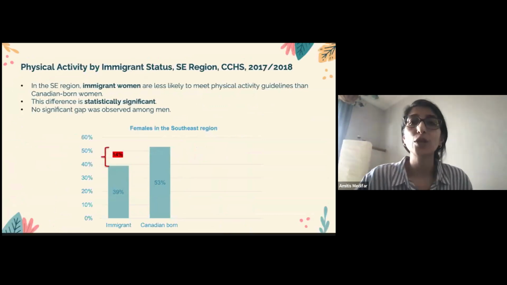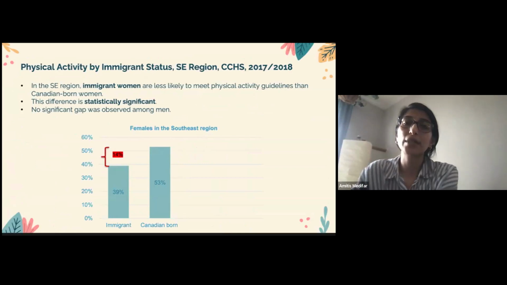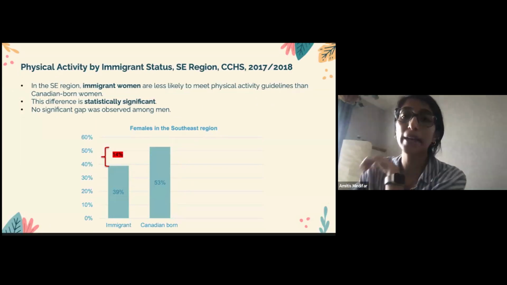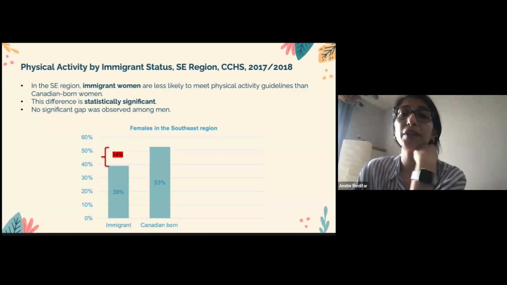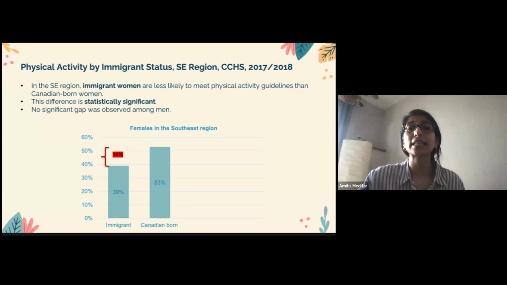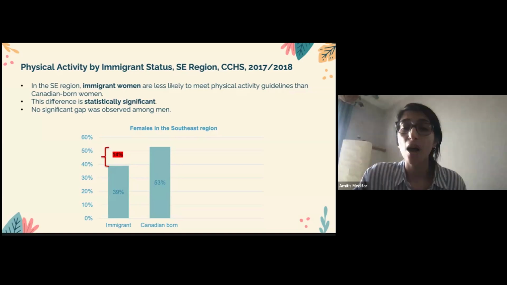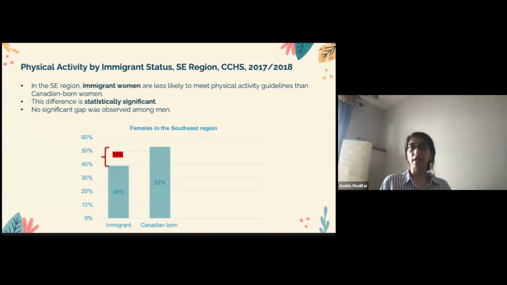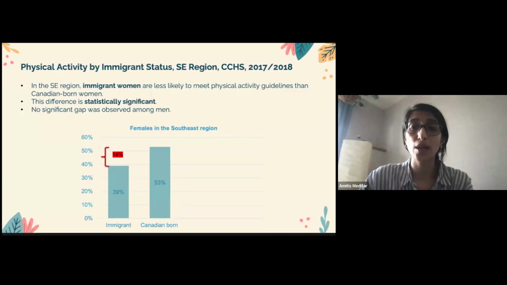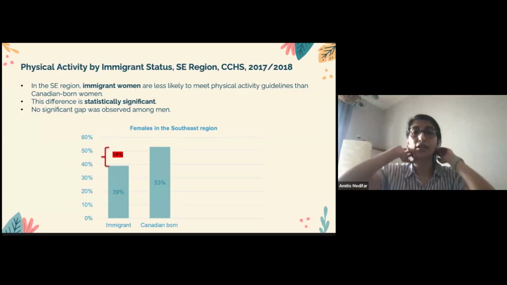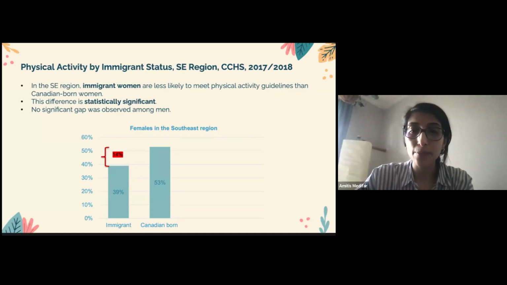It focuses on physical activity among women in the Southeast region, specifically comparing immigrant and Canadian-born groups. The data shows that immigrant women are significantly less likely to meet physical activity guidelines, and the difference is statistically significant. No similar gap was found among men, which again highlights the importance of looking at how different social identities intersect. Like other examples today, it reminds us that inequities aren't one size fits all. They show up differently across groups and require targeted responses.